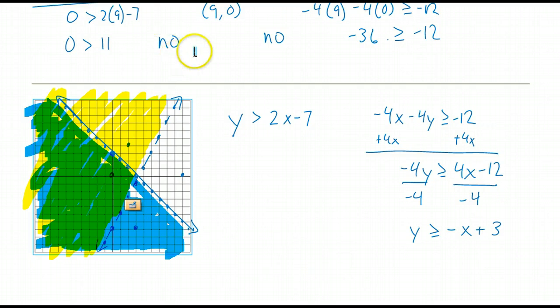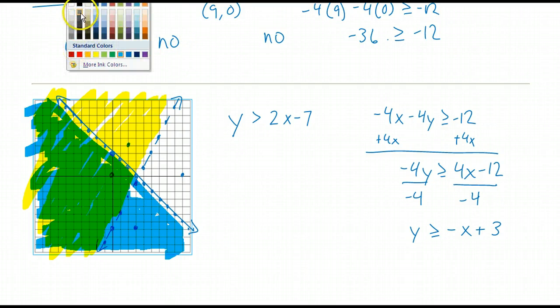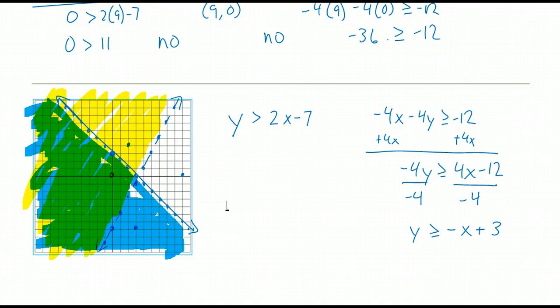So looking at my graph, my 2 lines have divided my graph into 1, 2, 3, 4 regions. This region over here is all of the points that make both inequalities false. This region right here is all of the points that make just this inequality true. All of the points in this region make just this inequality true. And all of the points in this overlapped region make both inequalities true.